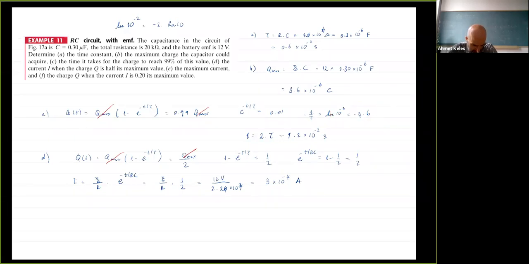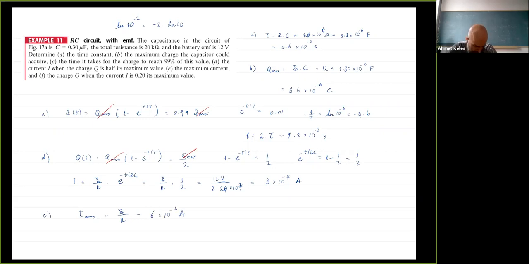So this is D, E, maximum current. Okay, we can find the maximum current. Okay, this is A, B, C, D, E. Okay, I max is obviously E over R, which is going to be equal to 12 volt divided by R, which is twice that amount, right? We just calculated that already. It's going to be 6 times 10 to the minus 4 ampere.